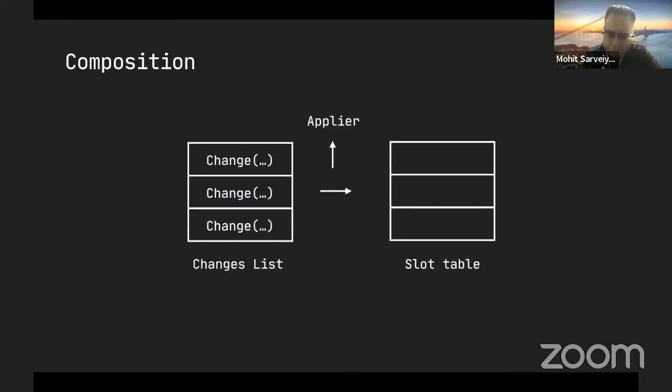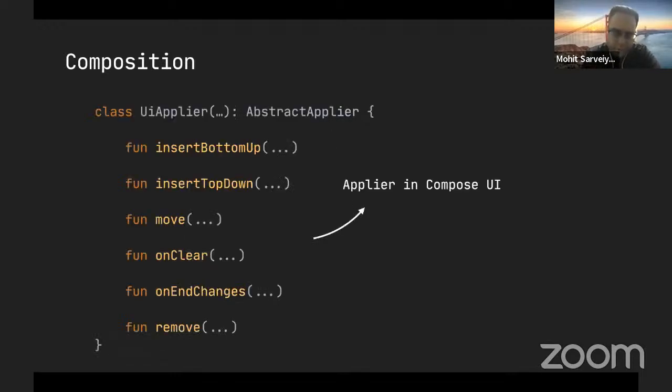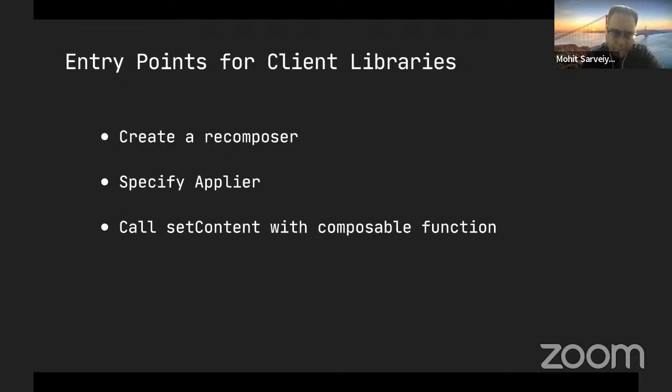The Applier goes in and it updates something called a slot table, which is a data structure used to define and compose the tree. And this is an example of an Applier for using Compose UI, for example. You can see it has different methods: insert, bottom up, top down, move. And there's a method in which a client library could hook into these things.